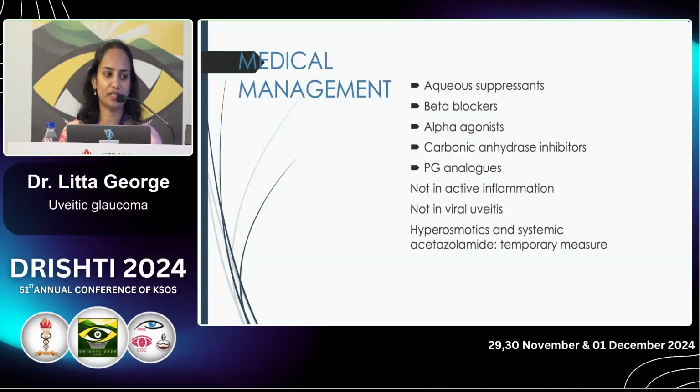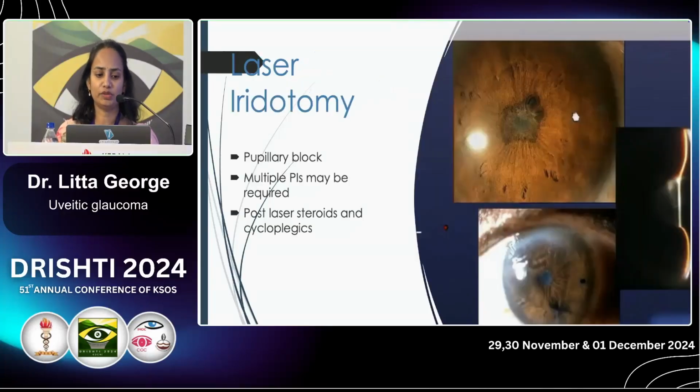Now coming to the medical management, aqueous suppressants are the main drugs of choice. These include beta blockers, alpha agonists, and carbonic anhydrase inhibitors. Prostaglandin analogs are not used in active inflammation and in viral uveitis. They are not absolutely contraindicated in uveitic glaucoma. Once the inflammation is controlled and you are getting a post-inflammatory glaucoma, you can use prostaglandins, but not during the active phase of inflammation and also in viral uveitis. Hyperosmotics and systemic acetazolamide can be tried as a temporary measure.